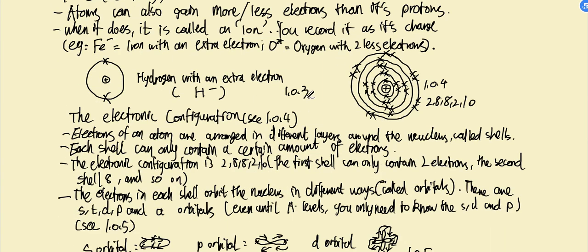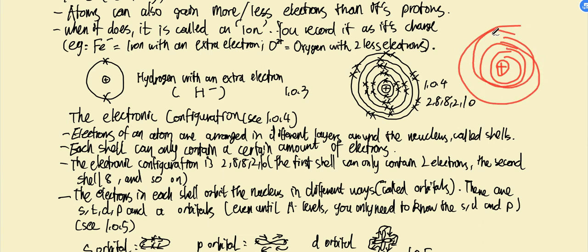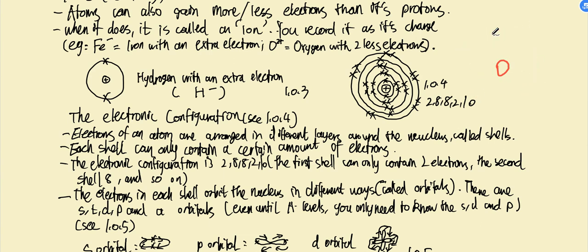An electronic configuration is actually how atoms are arranged in shells. Shells are things that orbit the atom. Like this is an atom, and they have number 1 shell, number 2 shell, number 3 shell, number 4 shell, etc. So this is how it's arranged.